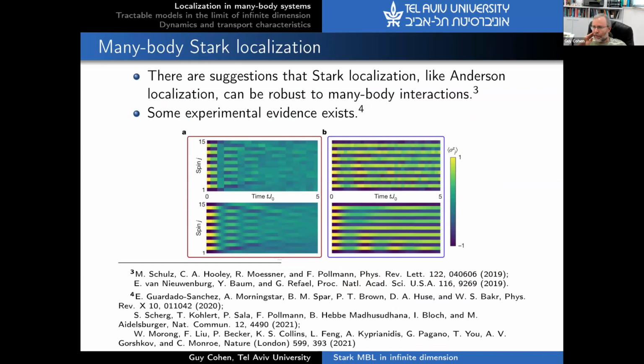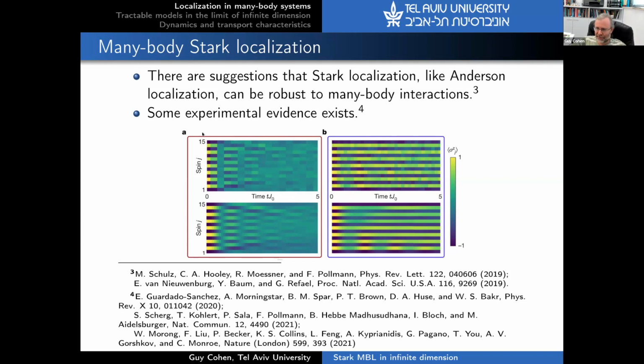So what happens if you have many body effects? Well, people have explored this both numerically and experimentally. So there are indications that Stark localization can survive interactions, just like Anderson localization. And finite interaction strength may not always break it. Most of the numerical studies are done in 1D, in something like matrix product states dynamics. There are a few other things that are done. And there are experiments, for instance, in ultra-cold atoms.